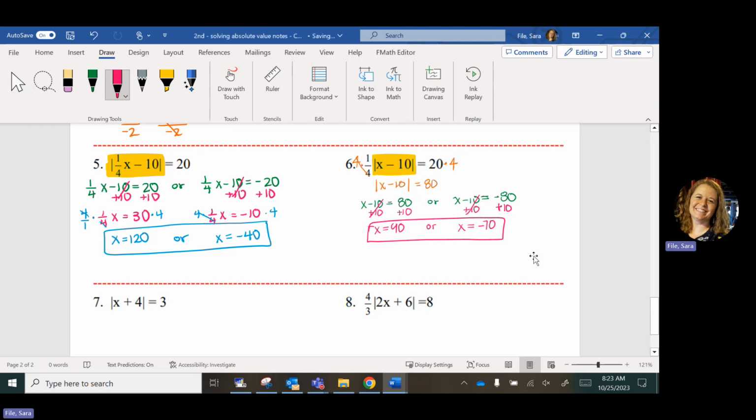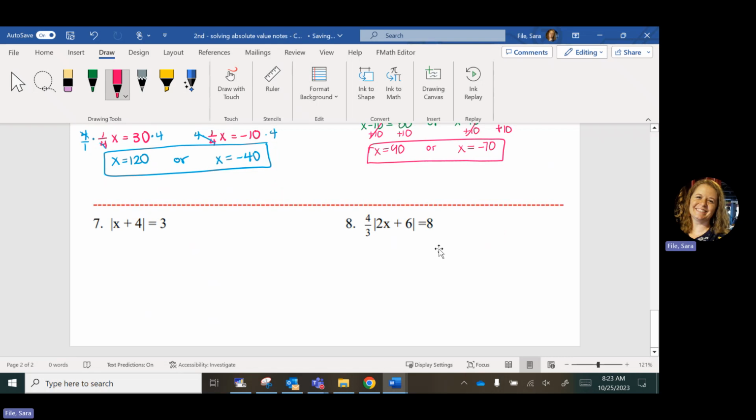All right, so let's look at these last two. On number 7, is there anything I need to do for step 1 to isolate the absolute value expression here? It's already by itself on the left side, isn't it? Nothing outside of it being multiplied, divided, added or subtracted. So we are ready to set up our two equations.